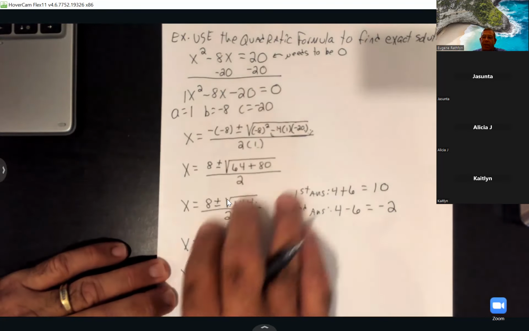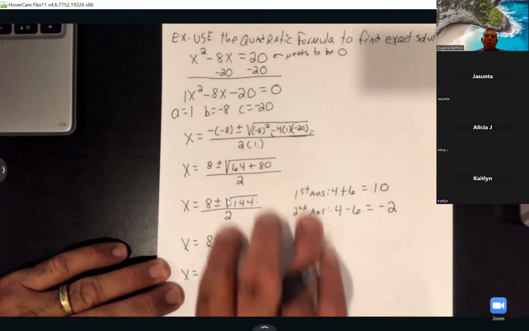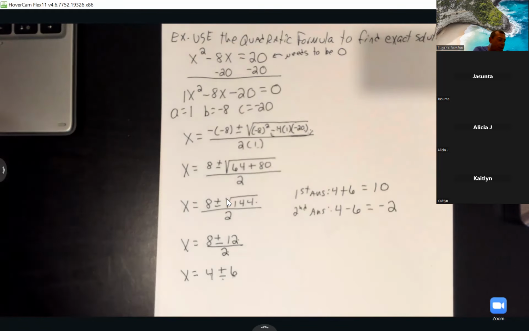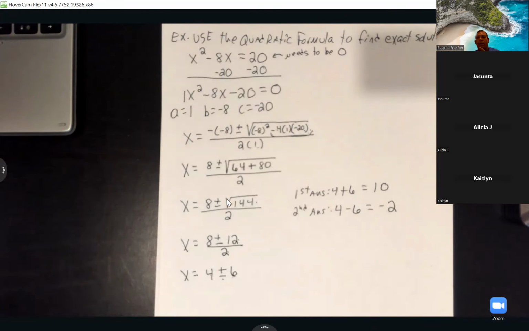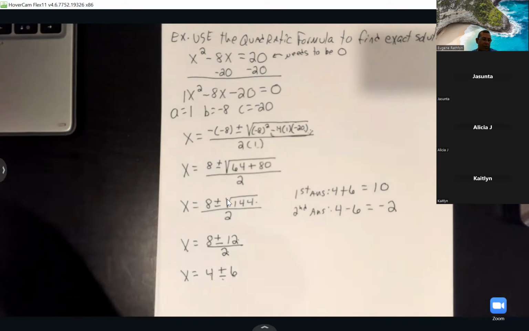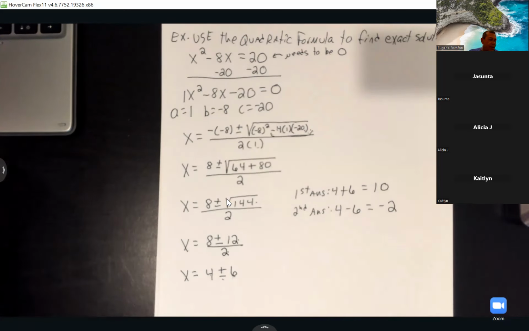So, y'all, this is just a preview of the quadratic formula. Come Tuesday, I'm going to knock out the rest of these, and then it's going to be time to study for our final exam, okay?